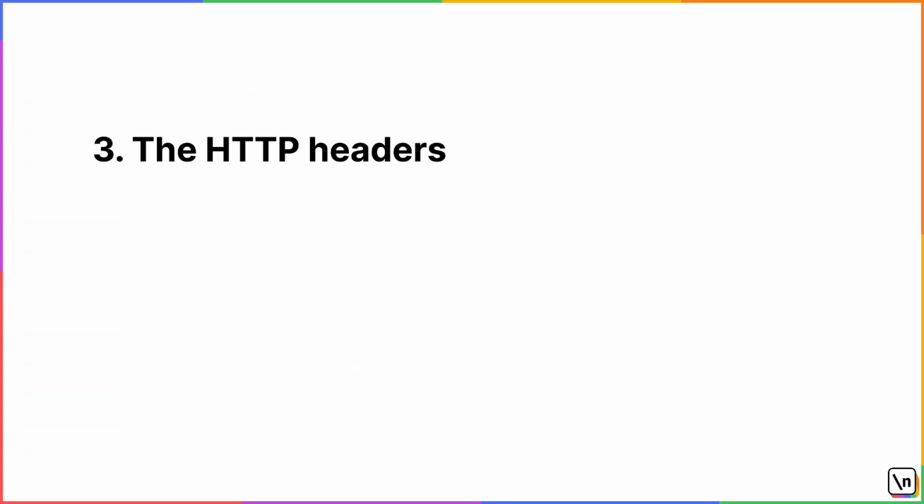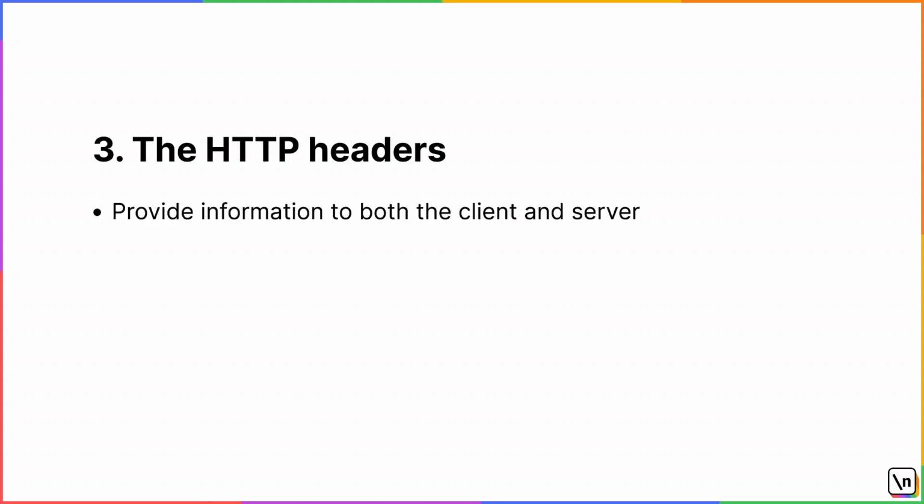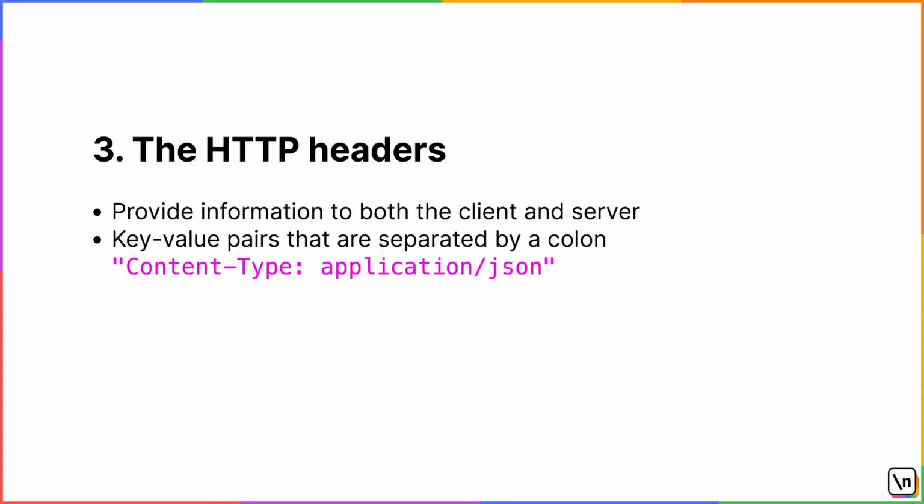The third part of RESTful requests is the HTTP headers. HTTP request headers are used to provide information to both the client and server. You can store things like authentication tokens, cookies, or other metadata in HTTP headers. In our app, we'll be sending along basic authorization headers in our HTTP requests so that the Spotify API can authorize our requests. Headers are key value pairs that are separated by a colon. And the example below shows a header that tells the server to expect JSON content. The key here is content type and the value is application/JSON.